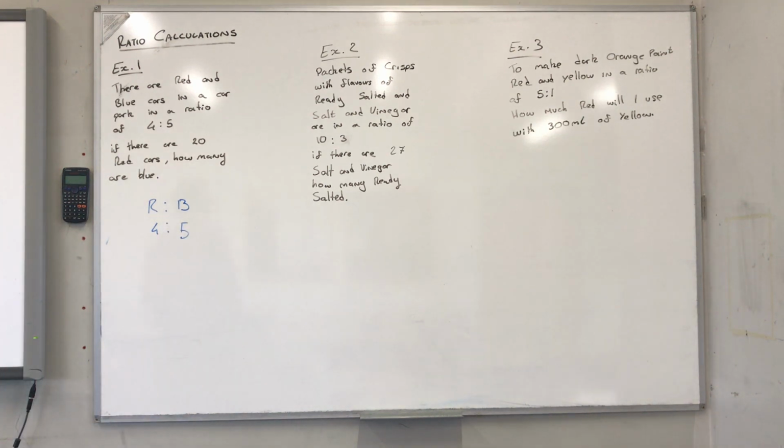You can see what I've done is I've written R to B, standing for red to blue, so we don't get any confusion, and then it's 4 to 5. If there are 20 red cars, that means the 20 is going to go into the red.